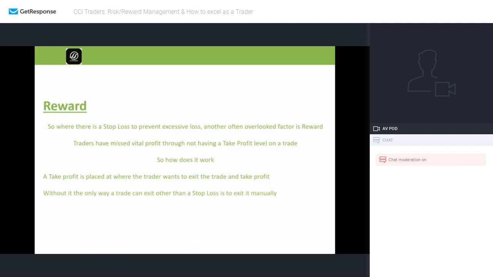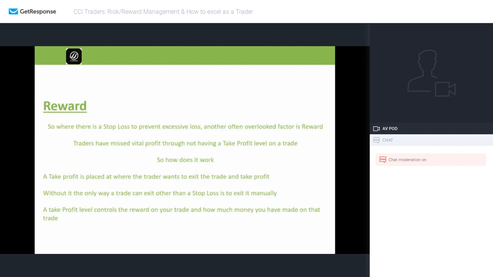Without it, the only way a trade can exit, other than a stop loss, and we've covered that one off already, no trading without a stop loss, is to exit it manually. But of course, if you say, well, I'll place the trade today, I'll come back tomorrow, and if I want to exit it manually, I will, you won't, because it's at the same level where it opened, but you missed all that opportunity to the upside. So without having a take profit or a stop loss, the only way a trade can stop is to exit it manually, or on the real negative side, if you get a margin call, which means you run out of money.